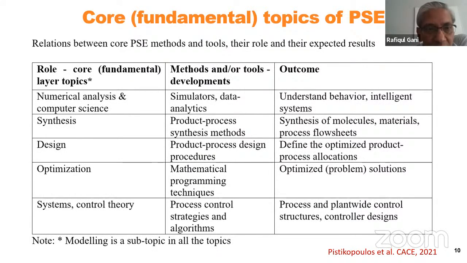So why do we need, for example, numerical analysis and computer science? We need to perform simulations and data analysis, so numerical analysis is needed. What is the outcome of that? We can understand the system and the behavior of the system. Based on that behavior, we can develop intelligent systems. Synthesis: we can synthesize molecules, materials, processes. That would be the outcome of applying the methods for product and process synthesis, design, and so on.